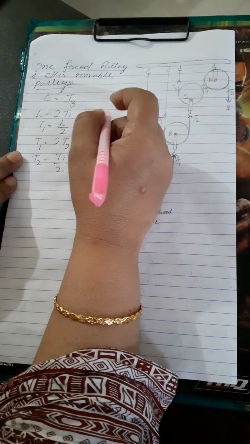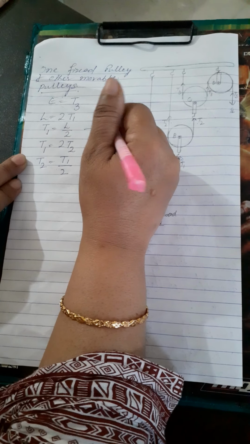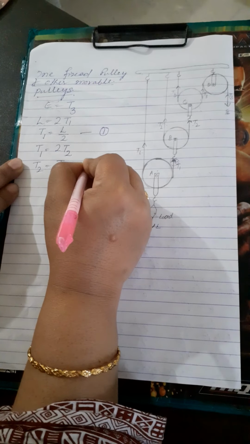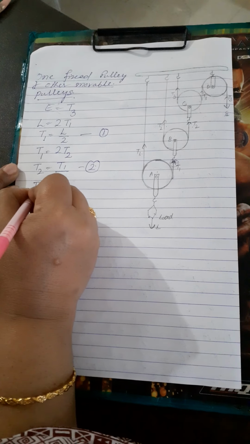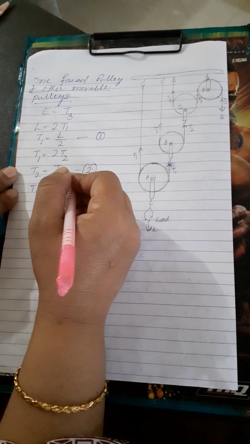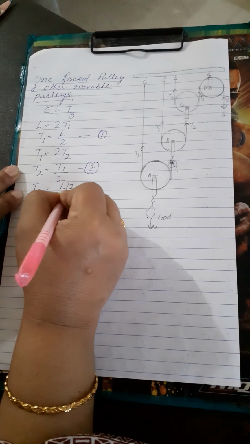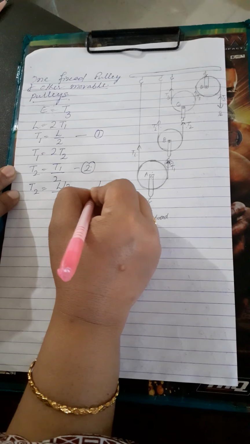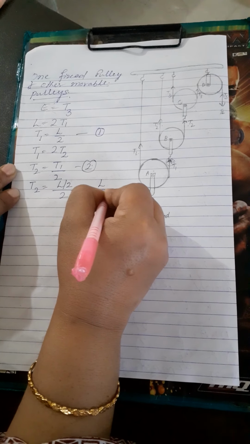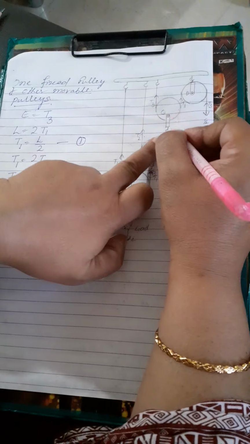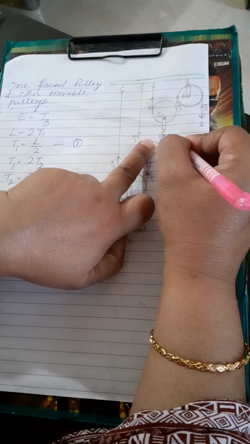Now beta, substitute the value of T1 from equation 1 into equation 2. So T2 will be equal to L over 2 divided by 2, or you can say L by 2 squared. Now beta, up to here we have solved. Now for this pulley, this will act as the load.